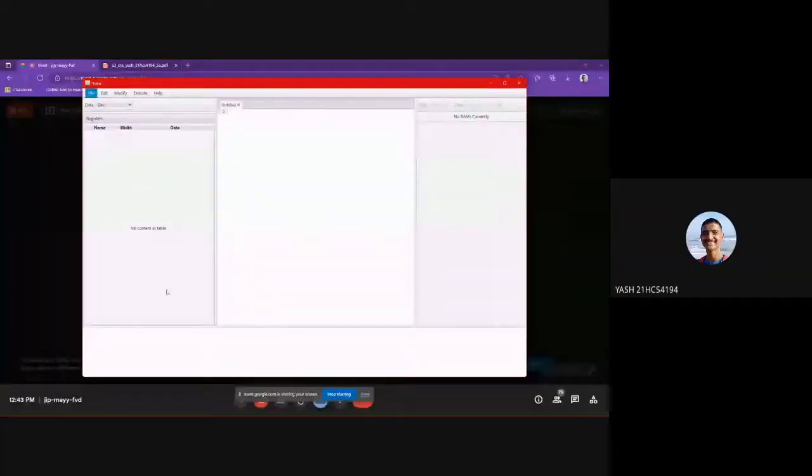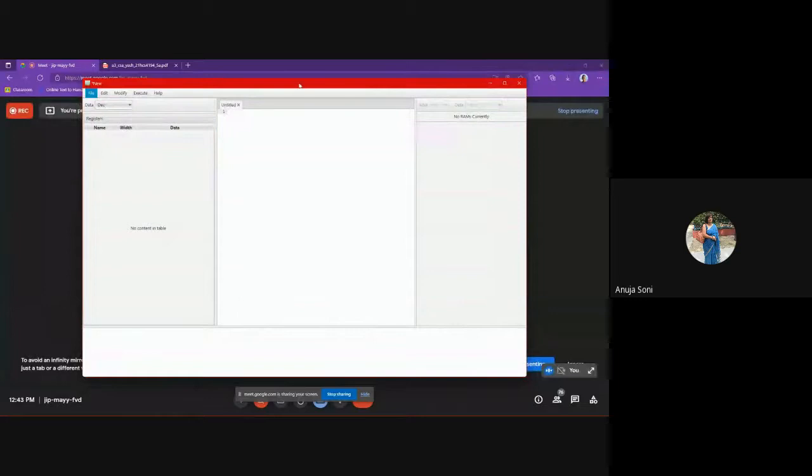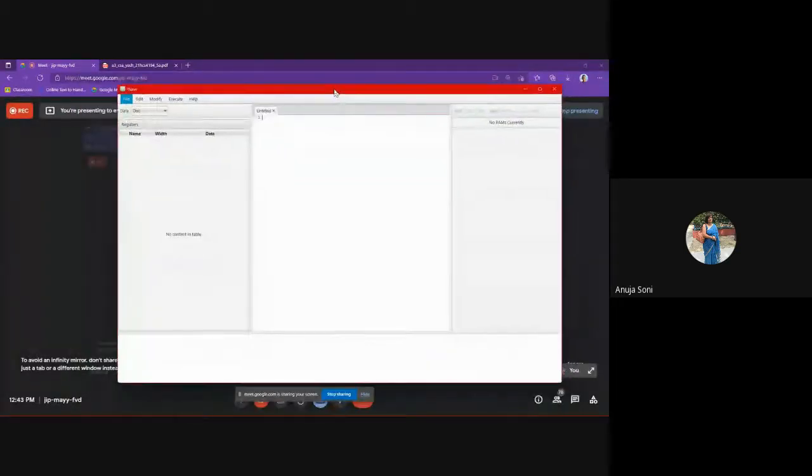Is it visible, the CPU sim screen? Yes, it is. Okay.